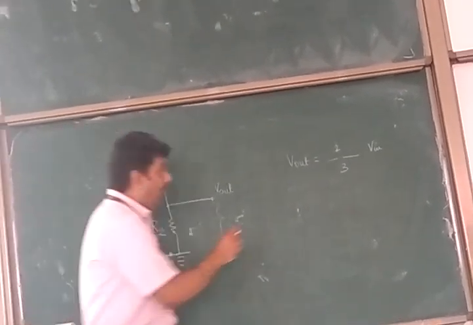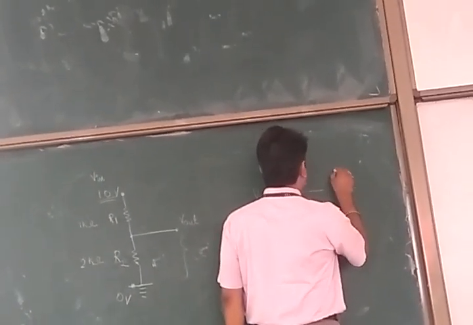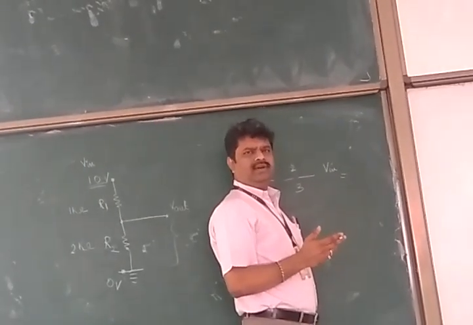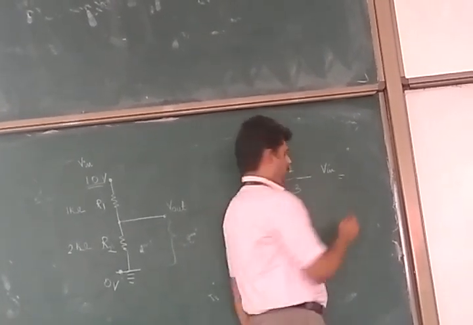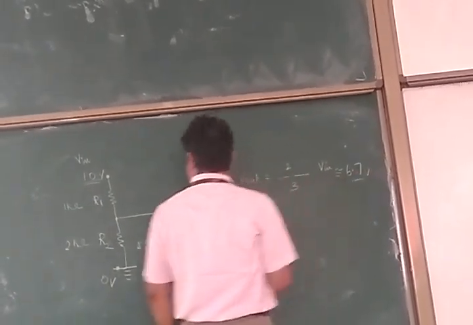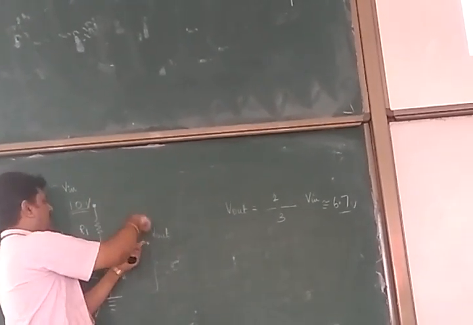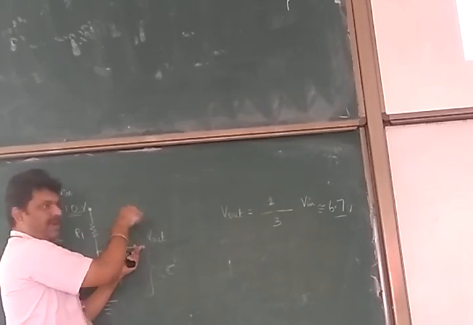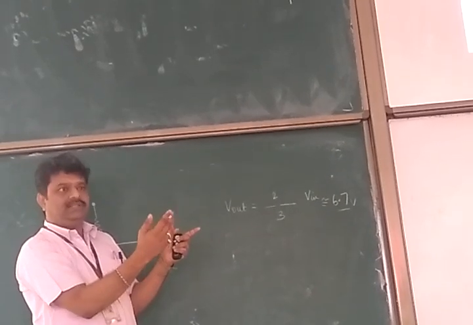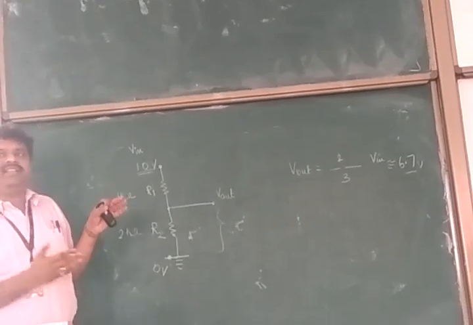One more thing. 2 divided by 3 is how much? This is 10 into 2, 20 divided by 3, roughly 6.66. Okay, good. 6.7 approximately. So if this is 6.7 volts, how about this? From here to here, how much voltage will be there? 10 minus 6.7 volts will be there. 10 minus 6.7 is 3.3. Good.